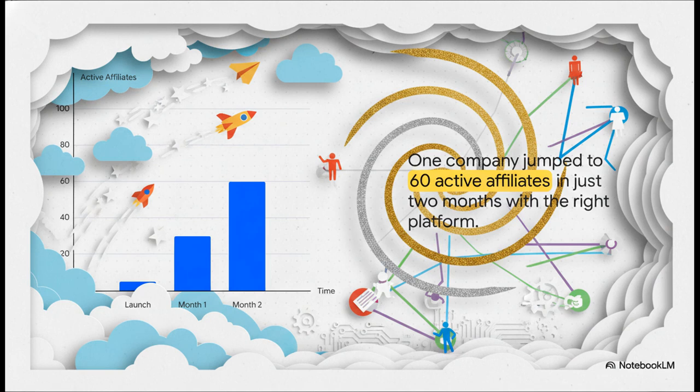And when you get that experience right, the growth can be absolutely explosive. I mean, one company using this model went from just a handful of affiliates to 60 active partners in only 2 months. This just shows you how quickly you can scale your reach when you make it easy and rewarding for people to partner with you.